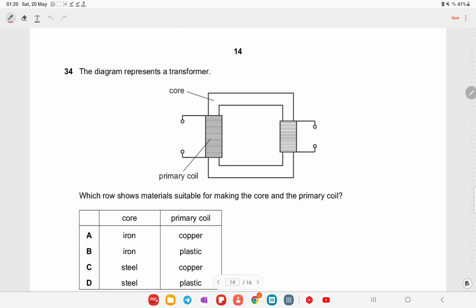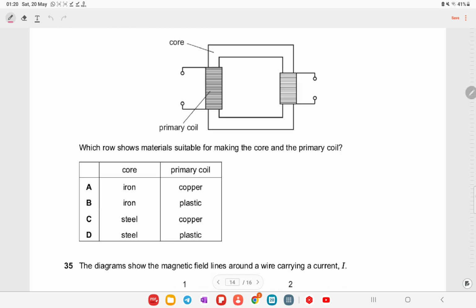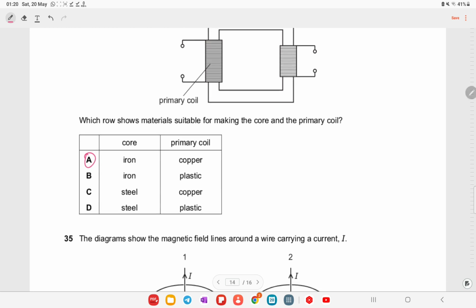The diagram represents a transformer. Which row shows the material suitable for making the core and the primary coil? For the core, it's going to be iron, and in the primary coil, the wires should be made up of copper. So this is the right answer.